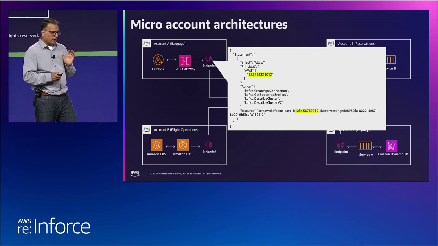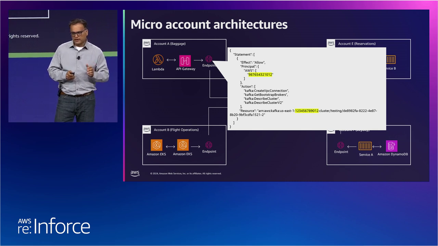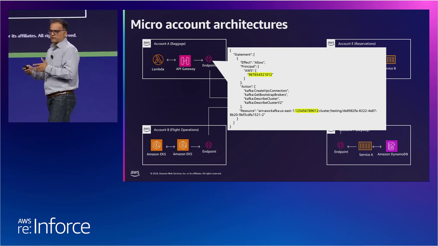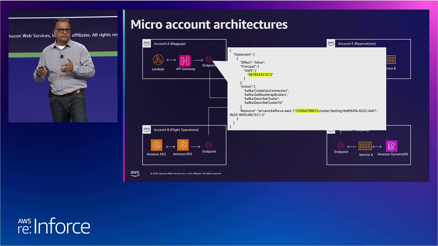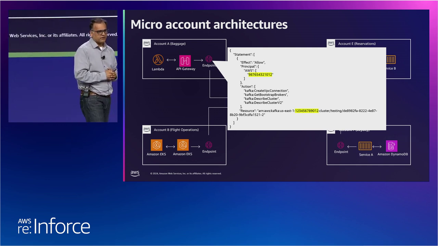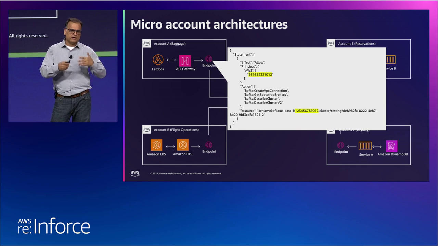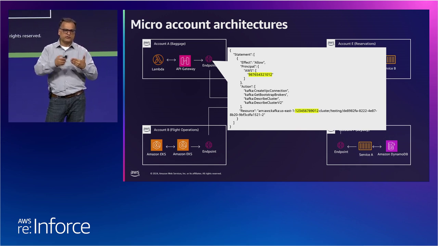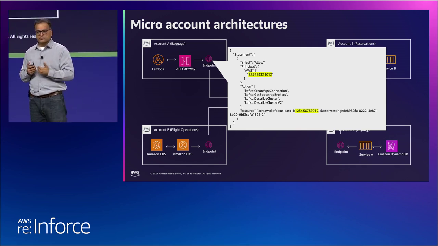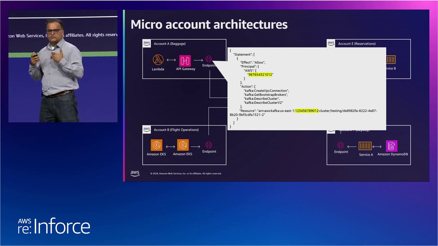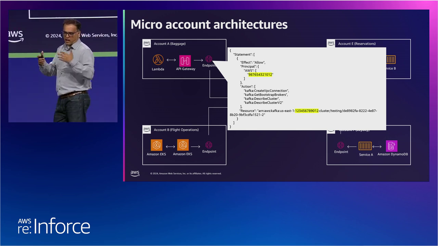Now, MSK came out with a capability called multi-VPC private connectivity that enables this particular architecture. Now remember, because you're using PrivateLink to connect to the central Kafka cluster, the traffic is always sitting inside the Amazon backbone.